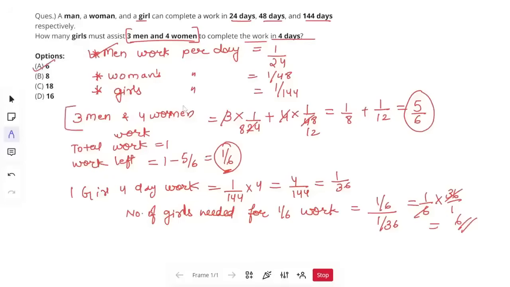Based on that, we have calculated the work done by 3 men and 4 women, which is going to be 5 by 6. So the total work was 1 and remaining work is 1 minus 5 by 6, which is 1 by 6, and this remaining work needs to be done by girls. We are told that the girls need to complete it in 4 days, right? So one girl in 4 days can do how much work? 4 by 144, which simplifies to 1 by 36. Then we have taken the total work divided by this value, 1 by 36. Finally, we have got the value as 6.